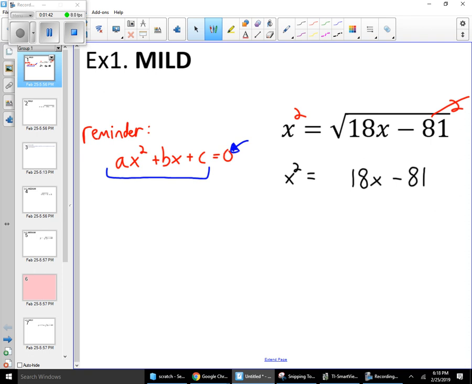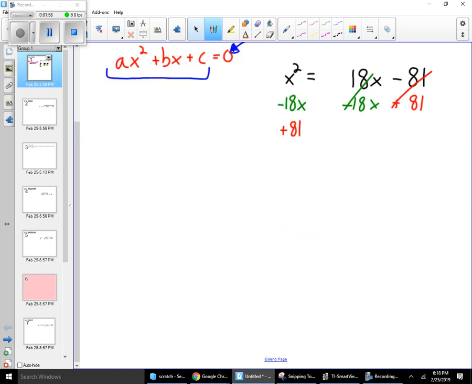The x squared's already on the left, so we can move things to the left. In order to do that, I'm going to subtract an 18x from both sides. And I'm also going to add an 81 to both sides. Essentially what we're doing is just switching all of the signs on everything we want to move. What used to be a positive 18x is now a negative 18x. What used to be a negative 81 is now a positive 81, and it's all equal to 0. So we moved everything to the left-hand side.